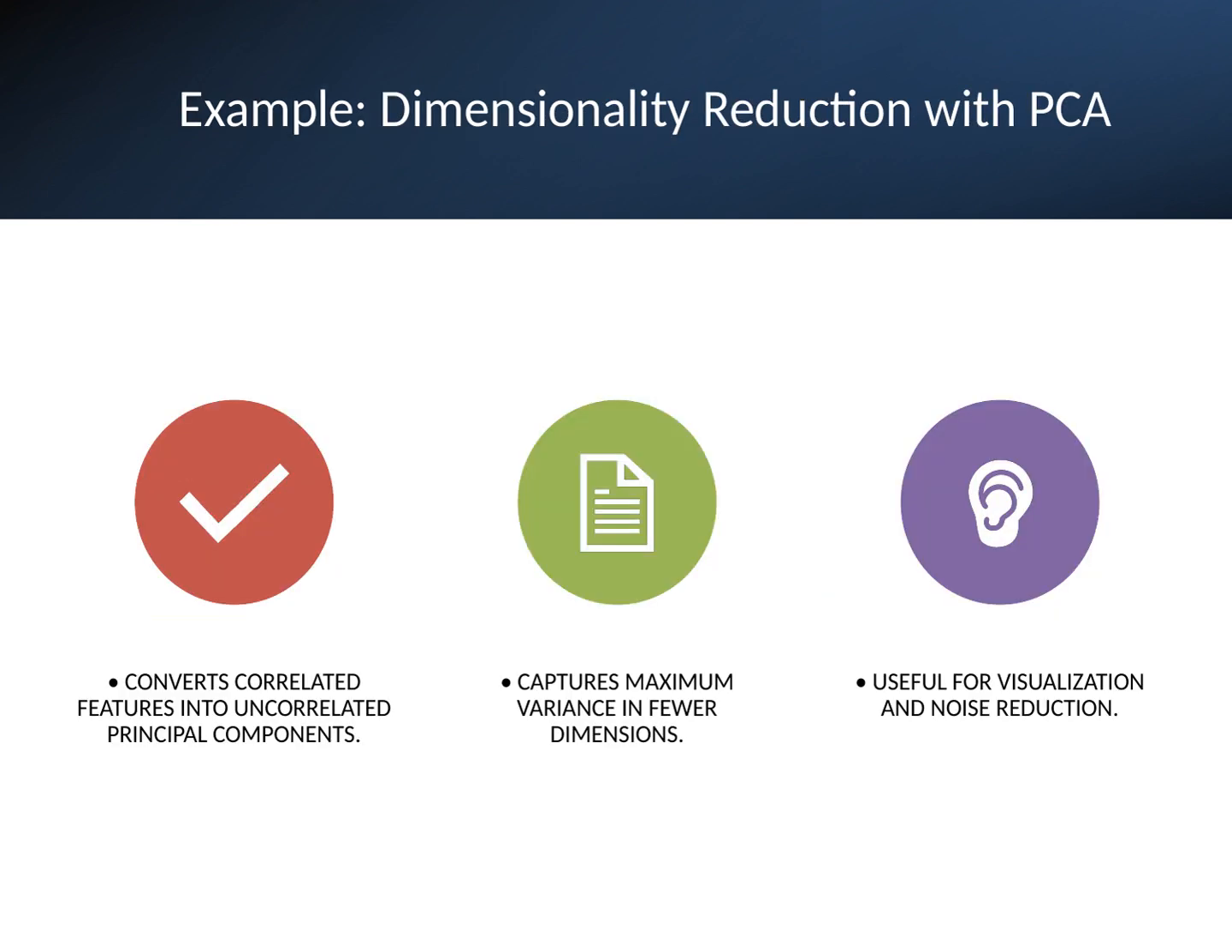PCA transforms correlated features into new, uncorrelated axes called principal components. These components capture as much variation as possible in fewer dimensions, which makes it easier to visualize patterns and reduce noise while preserving the most important information.